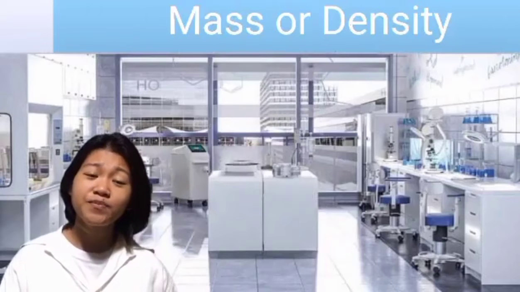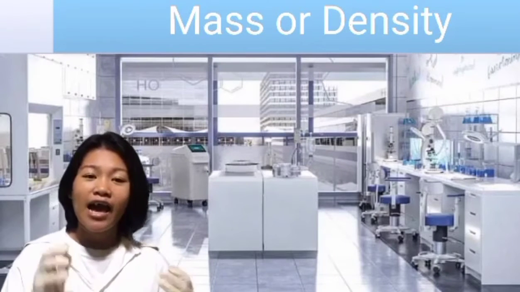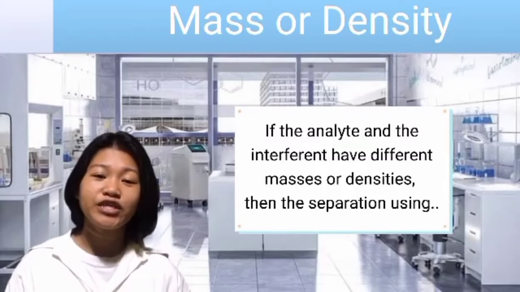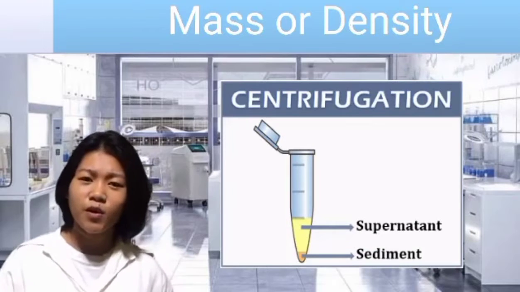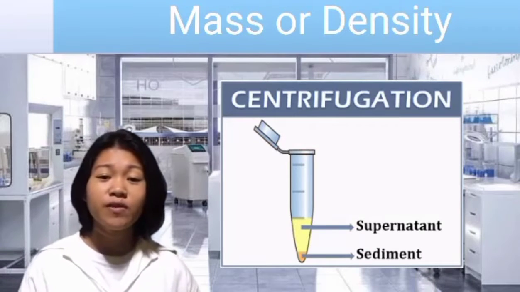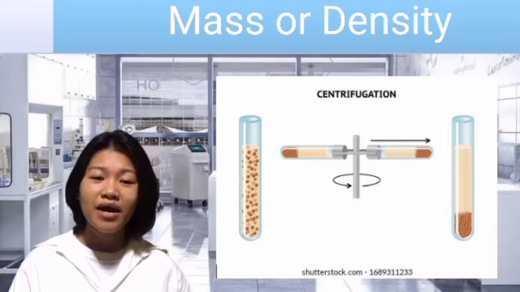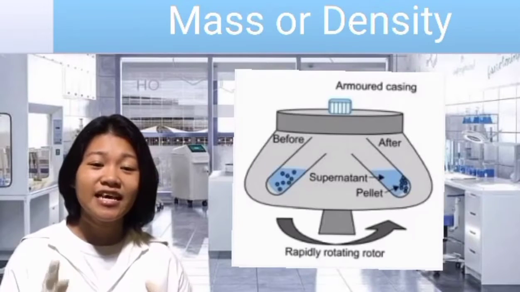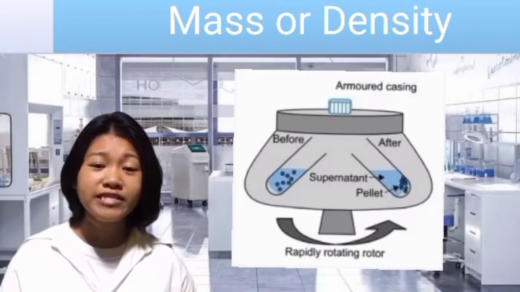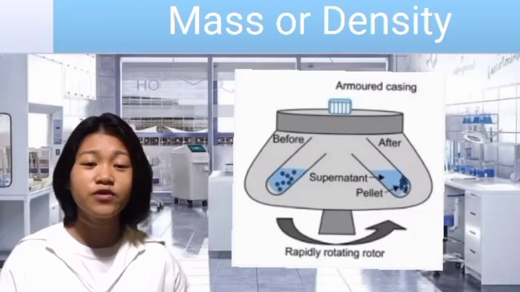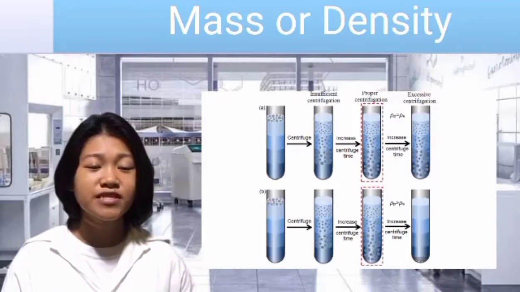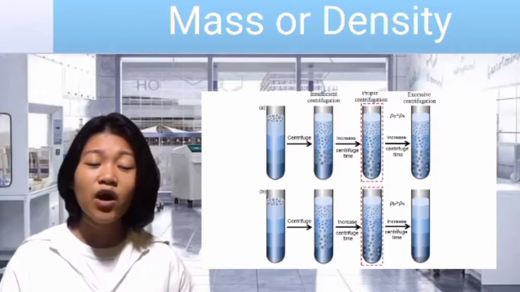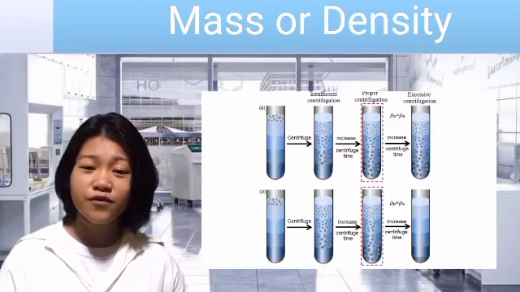Next is the separation based on mass or density. If the analyte and the interference have different masses or densities, then a separation using centrifugation may be possible. The sample is placed in a centrifuge tube and spun at a high angular velocity measured in revolutions per minute, or RPM. These sample constituents experience a centrifugal force that pulls them toward the bottom of the centrifuge tube. Those species that experience the greatest centrifugal force have the fastest sedimentation rate and are the first to reach the bottom of the centrifuge tube.